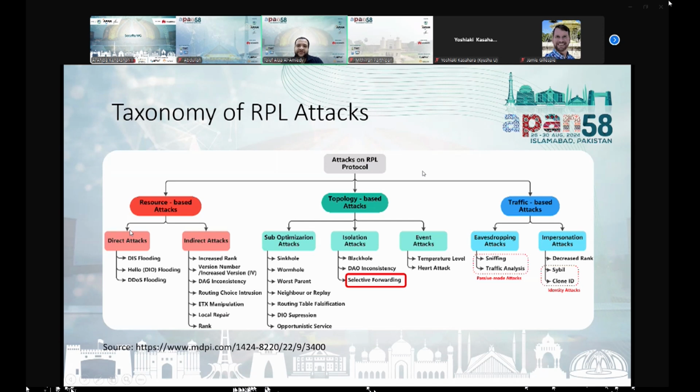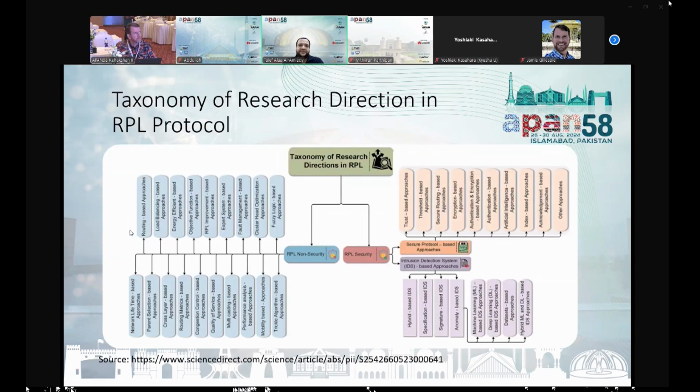Okay? So in this research we focus on detecting one of the most popular topology-based attacks, which is the selective forwarding attack. Here, this figure shows the current research direction in the RPL protocol. As you can see in the slide, the current research direction of RPL can be classified into 2 types: RPL security and non-RPL security.